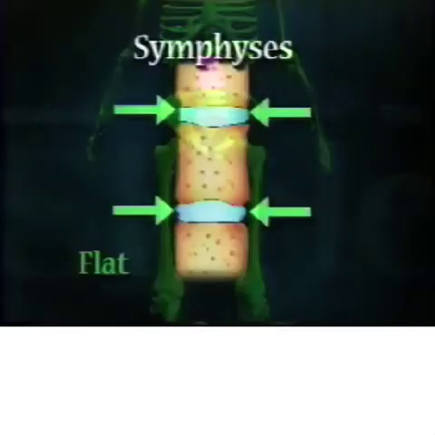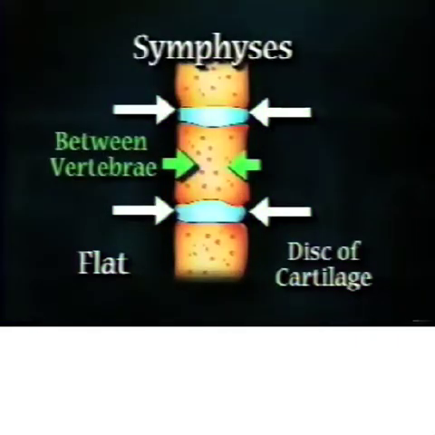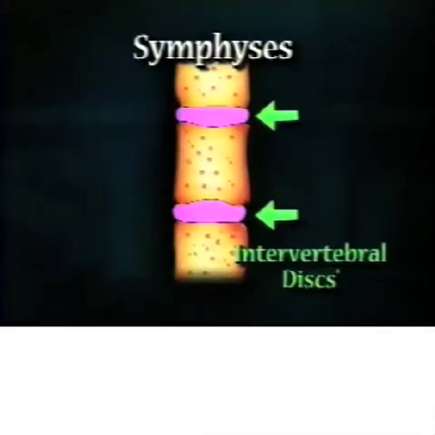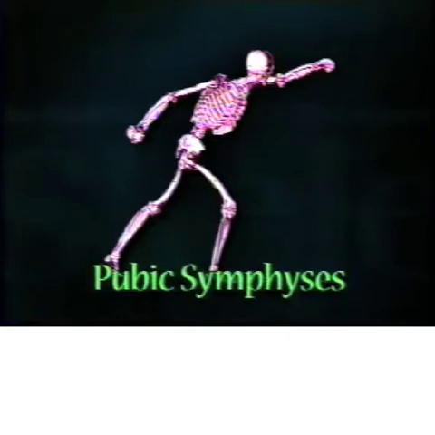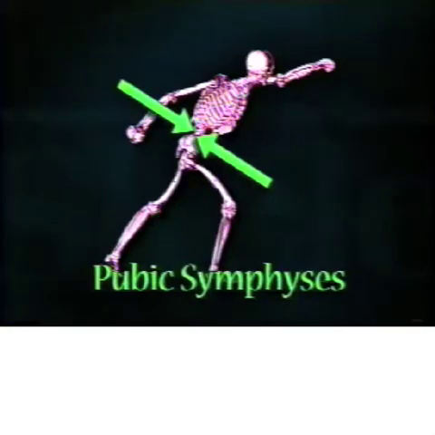Well, a good example of a cartilaginous joint would be symphyses. Symphyses are flat, frisbee-like discs of cartilage between the vertebrae. The proper name for these frisbees is intervertebral discs. Symphyses are also found between the vertebrae and in the pubic symphysis of the pelvic girdle.